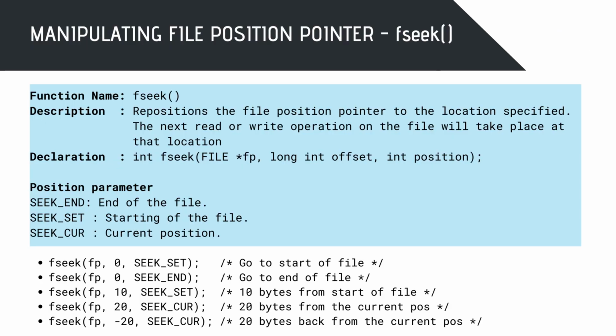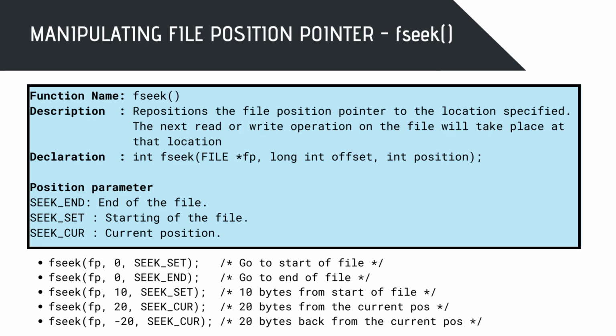Then let's discuss the last two functions that are related to manipulating the current position pointer in the file. The function fseek relocates the current file position pointer to any desired location within the file. It takes three arguments. The first argument is the file pointer of the stream. The second argument is the offset value. And the third argument is the position from which the offset will be determined.